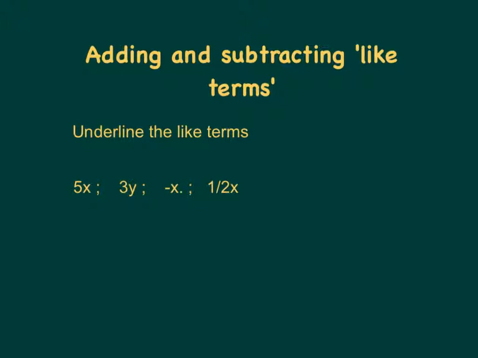Here we have 4 terms: 5x, 3y, negative x, and a half x. Which one is the unlike one? The unlike term in this case is 3y. It is the only term here that is unlike the rest. All the others have x as the variable. This one has y.